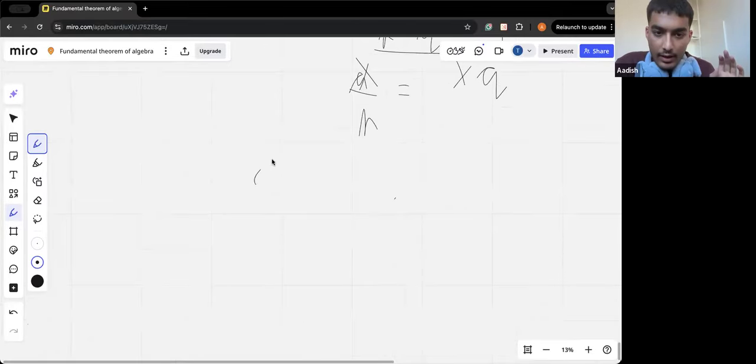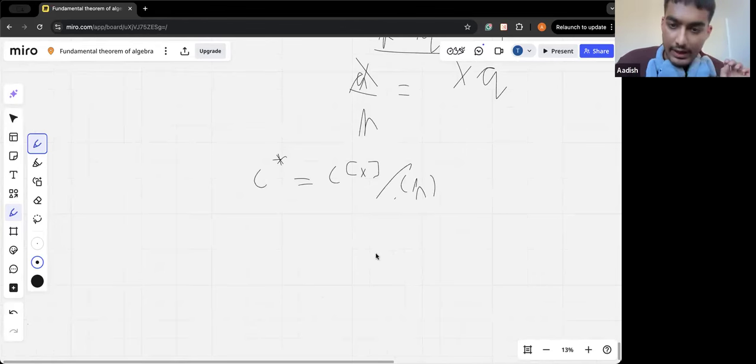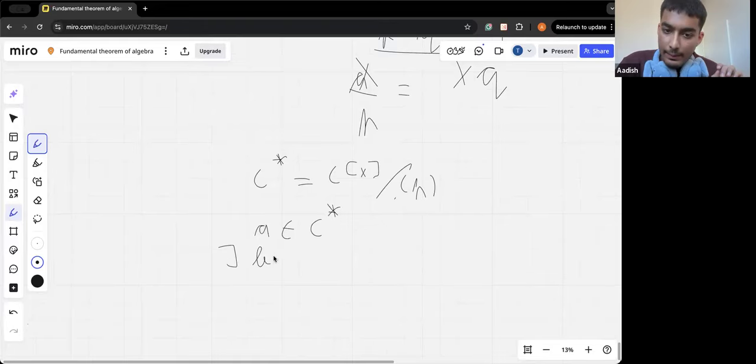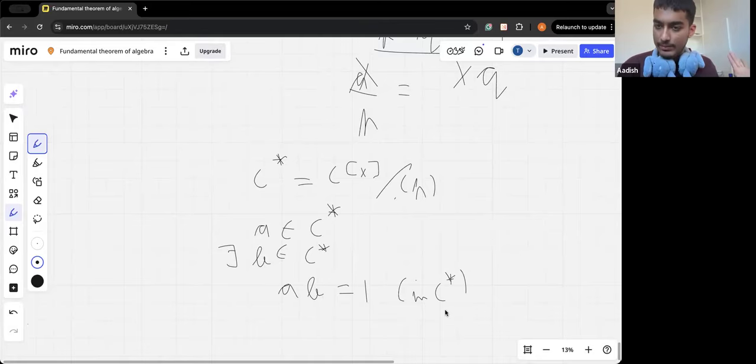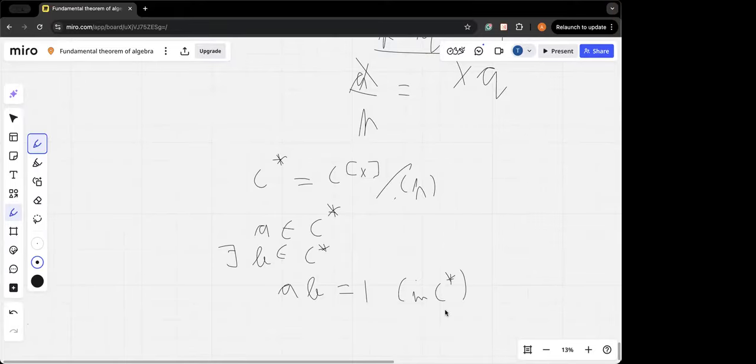So we take C star to be Cx, but we declare P to be 0. Right? Given any, I'll just say A, given any A in C star, we want to find B in C star such that AB equals 1 in C star. This is what we want to do. Is that clear? Yeah. Good.